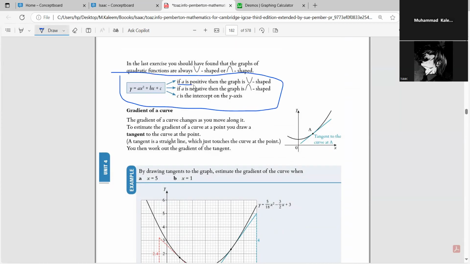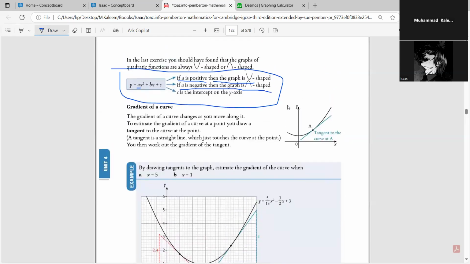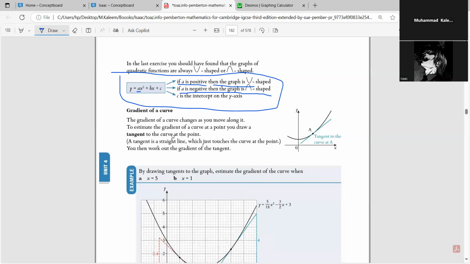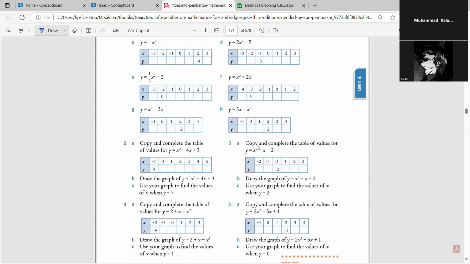They said that if A is positive, what is A? A is the leading coefficient. Then the graph is this shape, a parabola upward. If A is negative, then the graph will be downward; it's on page number 170 in your book. You have to reach this page. Gradient curve, we will discuss later. Firstly, let's practice a few questions by using the table.